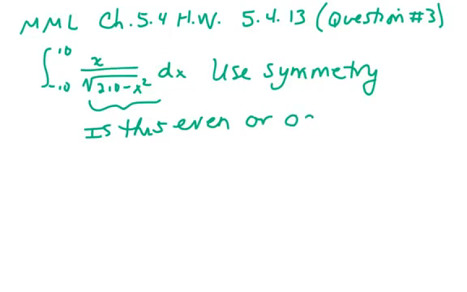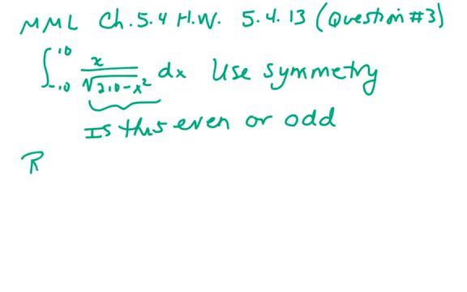We know how to deal with it. If it's odd, that's wonderful. That integral is going to be 0. If it's even, we've got to change the limits of integration. The easiest thing to do is change the limits of integration from 0 to 10 and multiply it by 2. So the task at hand really becomes to determine whether this function is even or odd.